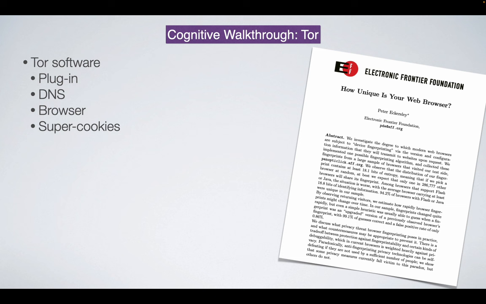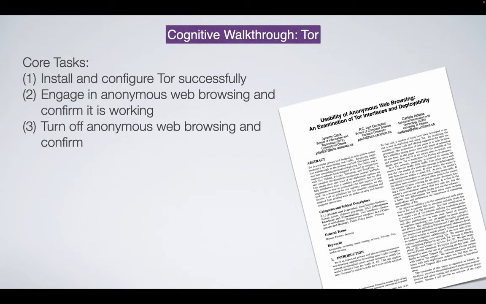Okay? So the core tasks I'll use are very simple. You could come up with lots of them, but I'm just going to come up with three. The first would be to install and configure Tor. The second would be, I want to actually go to a website anonymously with whatever anonymity Tor provides me, okay? And it's not enough to just happen to go to the website anonymously. I want to know it. I want to know that that worked. I'm on Facebook.com and Facebook doesn't know my IP address because it's going through Tor, okay? And then I should also be able to turn it off, so I don't want it anymore, so I'm going to not browse anonymously. Okay, so these are three core tasks.